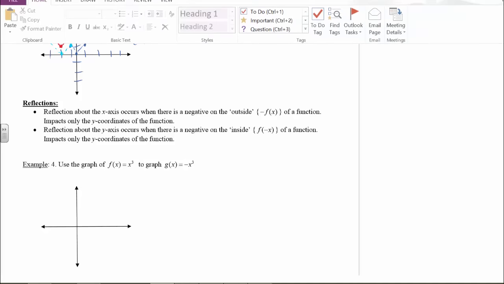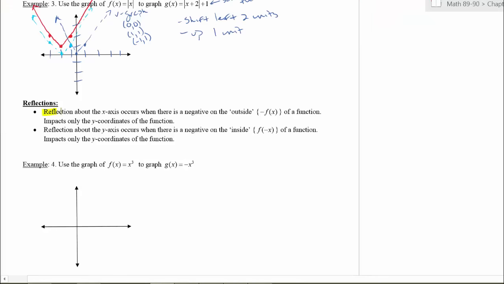So the reflection of the x-axis, so about the x-axis, so that means you're literally going to flip over the x-axis, is when there's a negative on the outside of the function. And so this guy will only impact the y-coordinates because if you're up here at 4, you're going to flip down to negative 4. You're flipping across the x-axis.